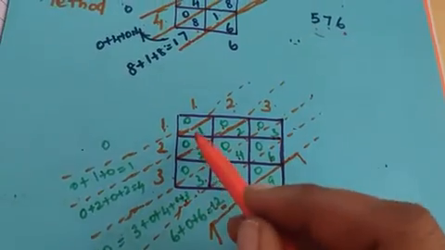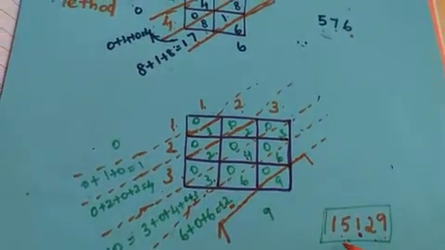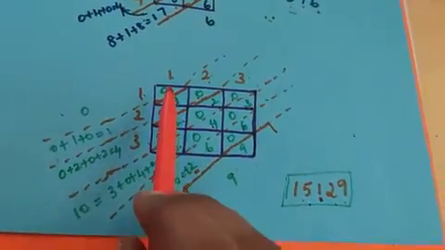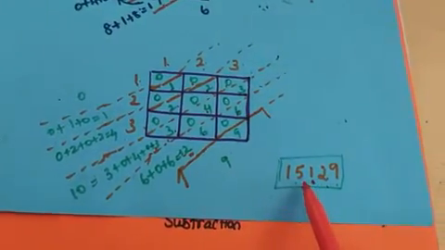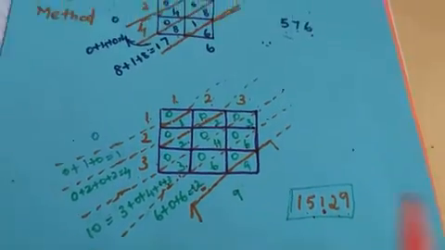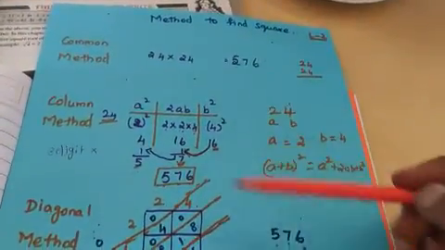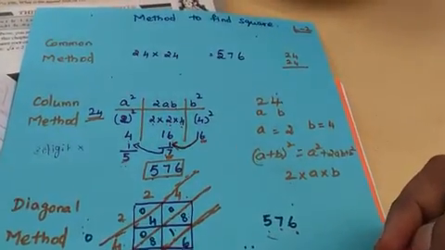Again, when it comes to this diagonal, only 1 is there, that 1 I wrote. So the square of 123 is 15,129. So here I showed 3 methods, which are easy for you, that way you can follow it.